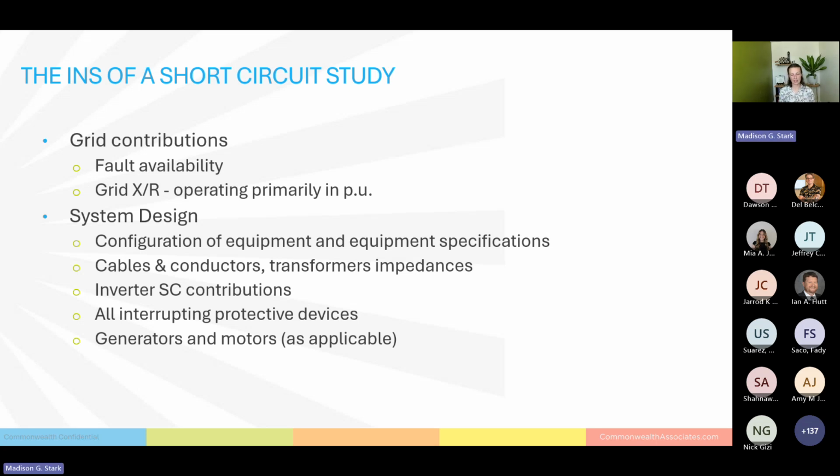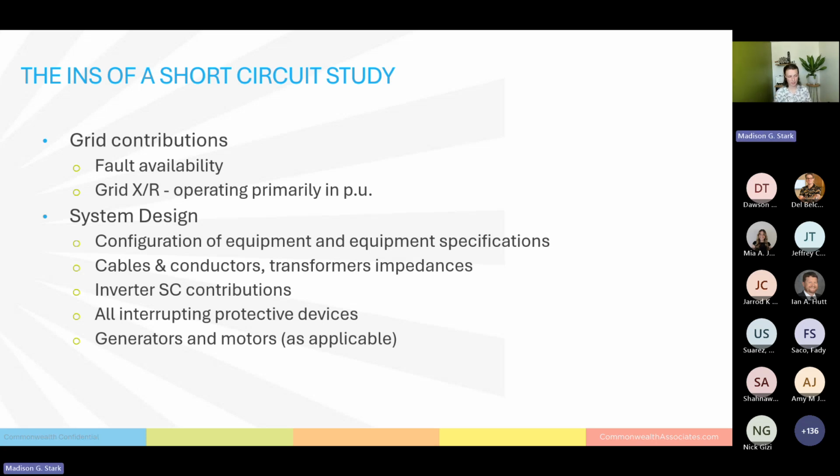The system design is the other really important part of a short circuit study. This includes the configuration of the equipment as well as the equipment specifications. In large part, I'm looking for continuous current rating. I'm looking for the respective short circuit current ratings for each piece of equipment. I'm looking for the location of the equipment relative to other equipment. And then I'm looking for cables and conductors and transformer impedances. That's a really important part as well because those impedances are going to cause losses in the short circuit. That's going to affect what we see. It's also going to affect how the short circuit hits other equipment at the site.